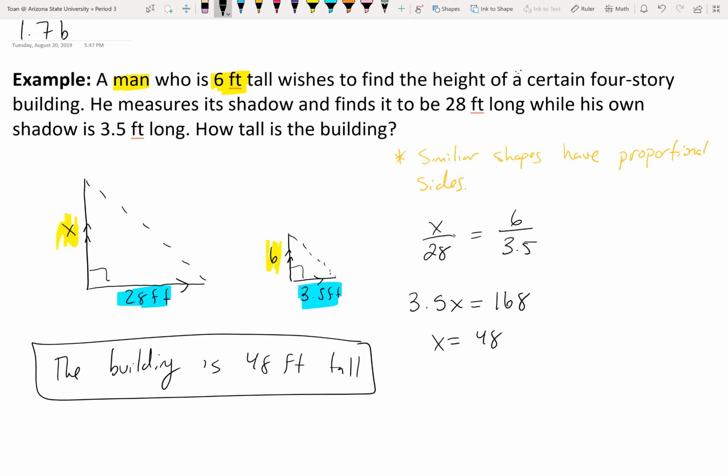So that's the only reason why I picked this example. Again, nothing fancy, just to let you know that, hey, when you do these problems, you might have to use old geometry knowledge.